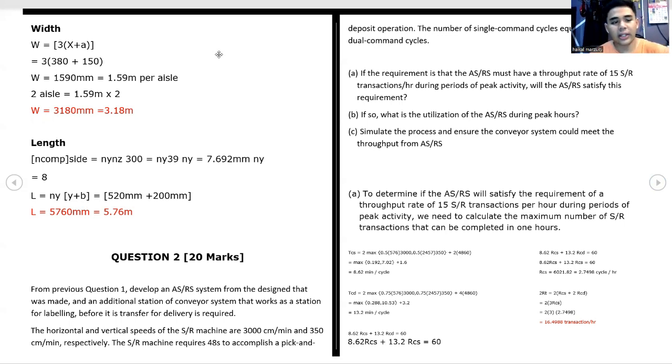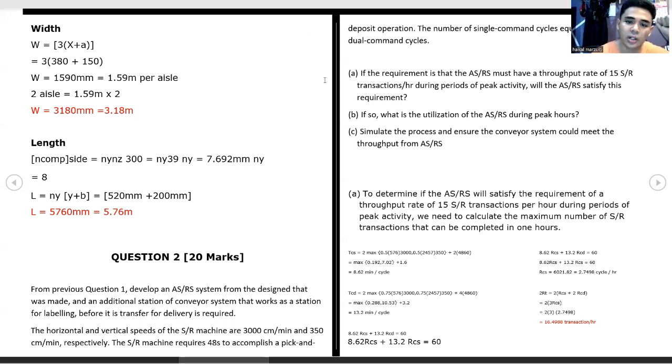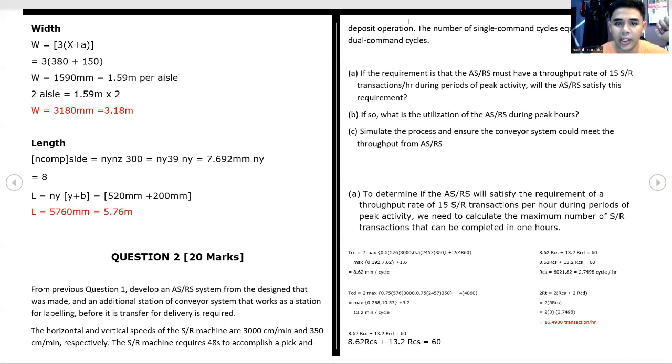As we can see, for the length, NY multiplied by NZ and 300. So for the length we get 5760 millimeters, and dividing by 1000, we get 5.76 meters. So that's all. We can continue with IRFAN and HAKIEM after this. Okay, thank you.